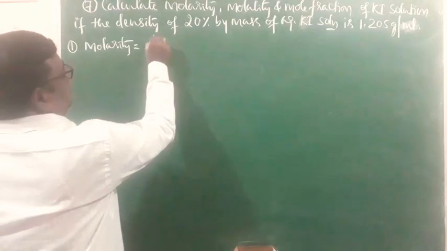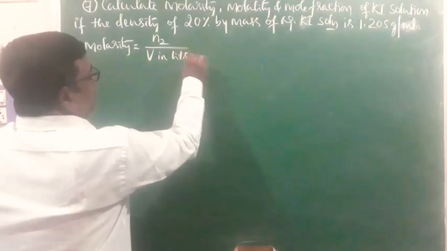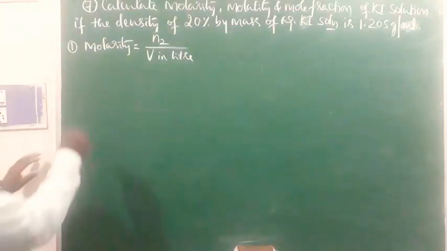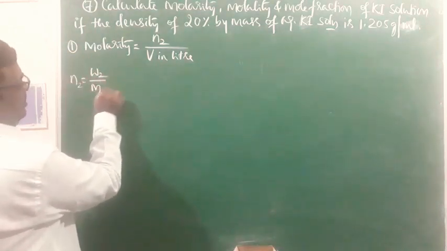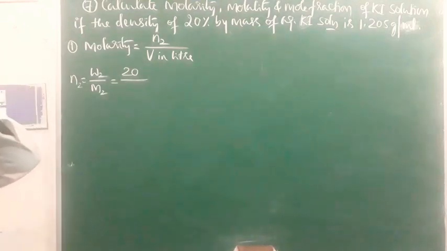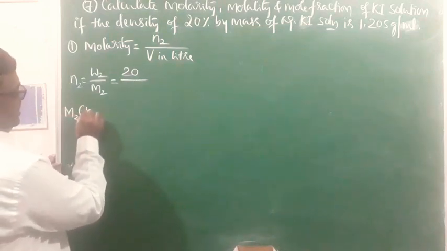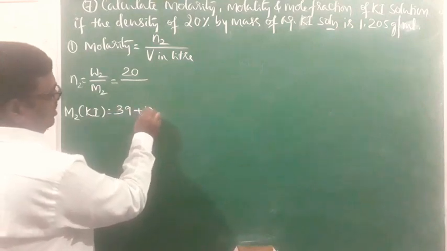Molarity equals number of moles of solute divided by volume in liter. Here n2 is equal to W2 by M2. W2 is 20 grams. They say 20%, so mass of KI is 20 grams. What is the molecular mass of KI? Potassium 39, iodine 127.